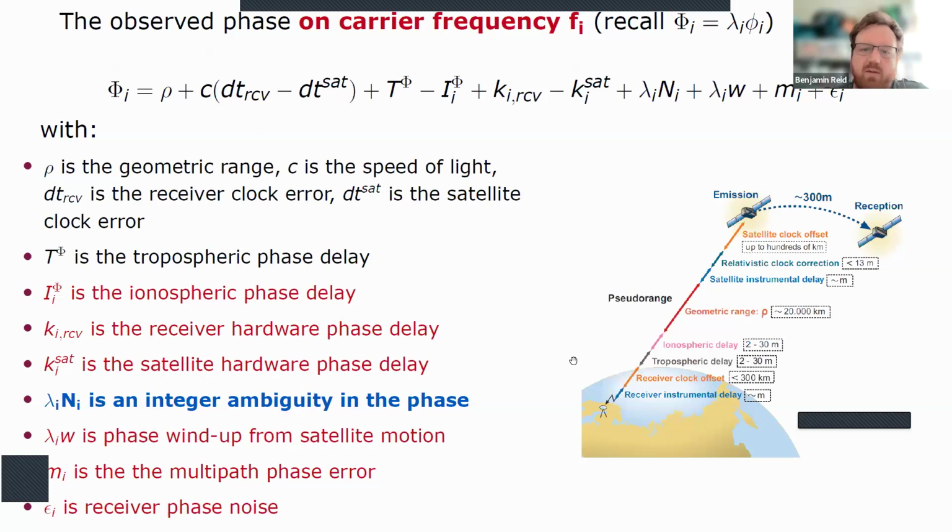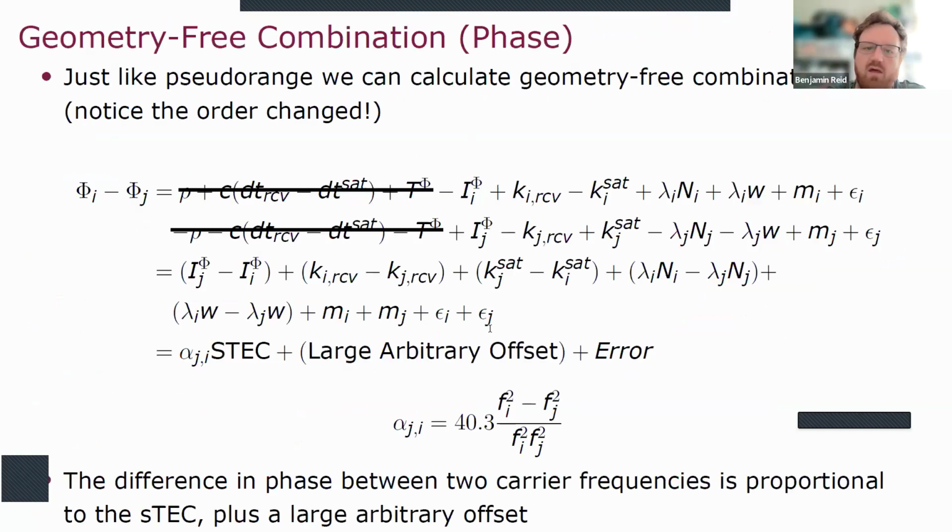We can do something very similar, and I won't belabor this too much, with the carrier frequency. The one thing that's different, really, is that there's this integer ambiguity in the phase, where you just have a random arbitrary number added to this. But you can go through everything again, and it looks a little bit more complicated, but we can basically say, okay, we have another term that depends on the slant TEC, and we have this large arbitrary offset that we don't really care what it is, but we know that it's there, and we have error.